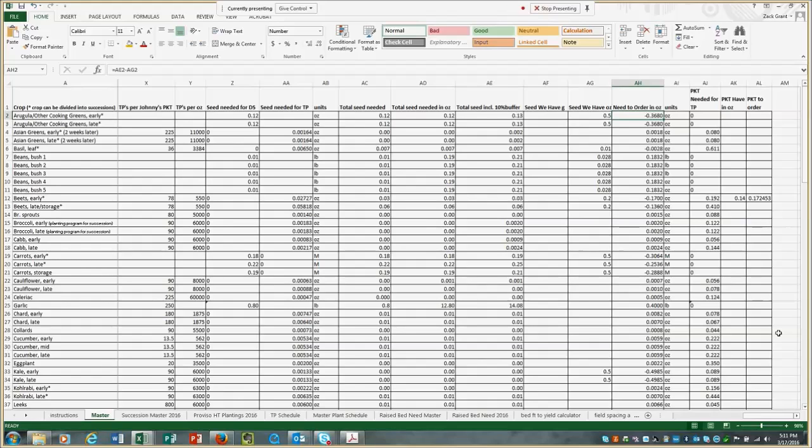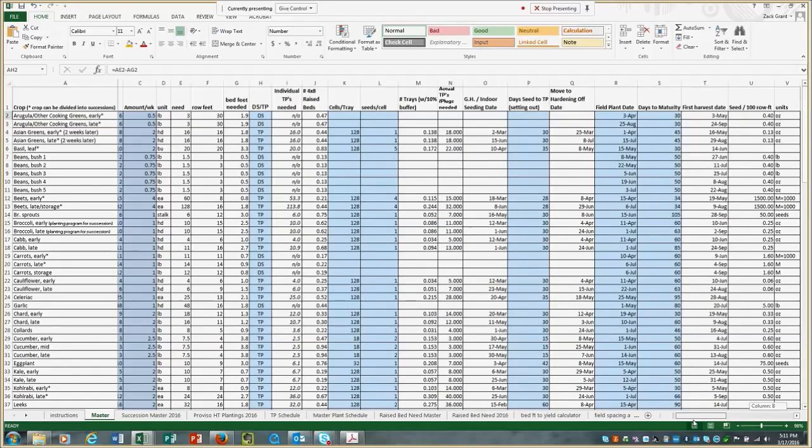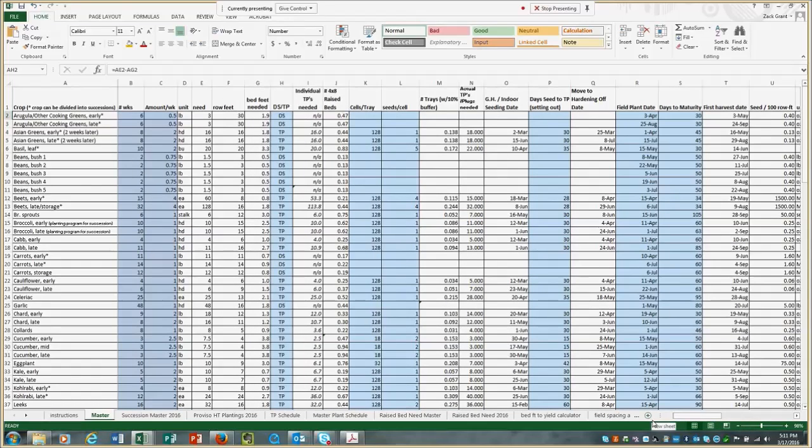So ultimately, that's the end of this master spreadsheet. I know that's a lot of information. You can see that's over 30 columns worth of information. So what you can do when you have a whole bunch of information like this is you can subdivide this into certain relevant categories. As we look at the bottom of the spreadsheet, the next sheet that I have is called Succession Master 2016.